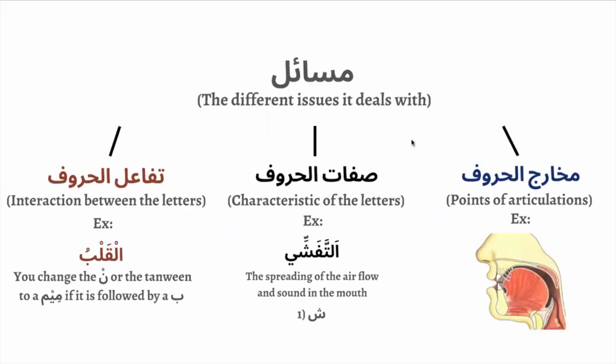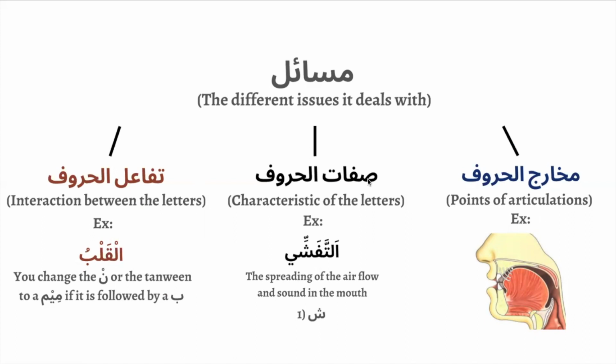Then finally, the different issues that it deals with. The science of Tajweed more or less deals with three things. It deals with makharij al-huruf, the points of articulation. So where does the sheen come from in your mouth? Where does the sin come from? Where does the sad come from? The different parts of articulation.